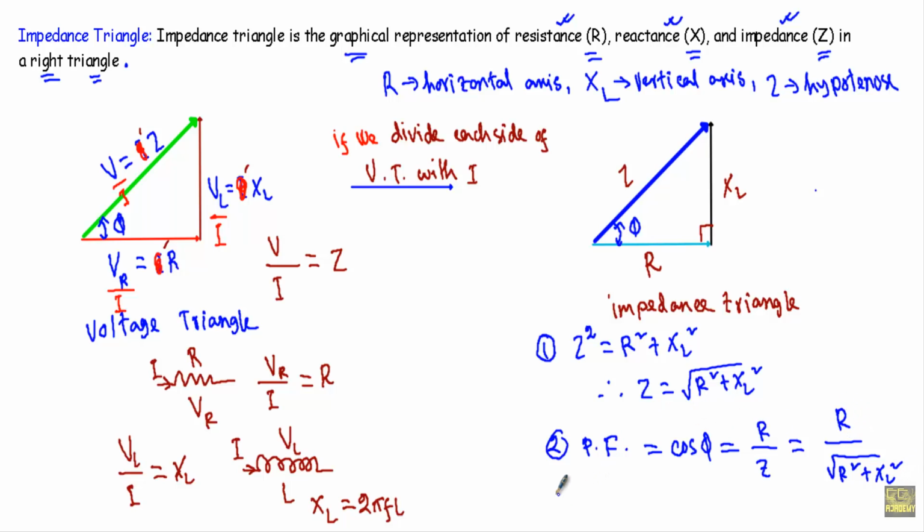Number 3, we can easily calculate the phase angle phi, the phase displacement between the resistance and the impedance, by taking tan phi. Tan phi is the ratio of height and base. Here height will be XL and the base will be R. Number 4, we can easily calculate the phase difference, whether the current leads or lags the voltage. In this direction we take the reference I, and in this direction we take the voltage V. As a result, you will see in the circuit current I lags V by this angle phi.